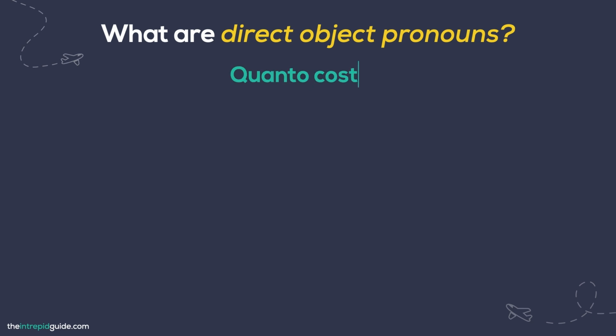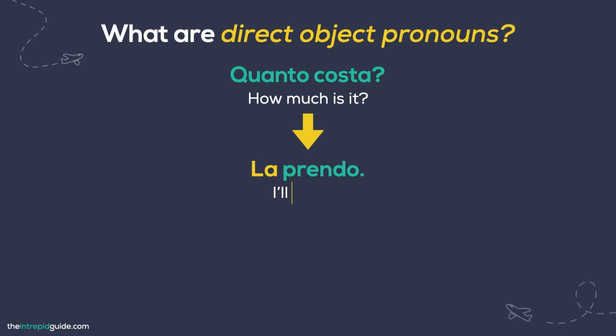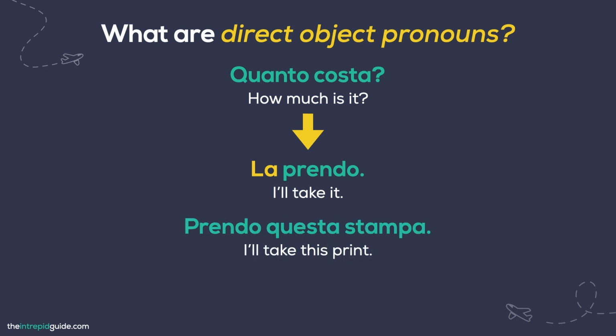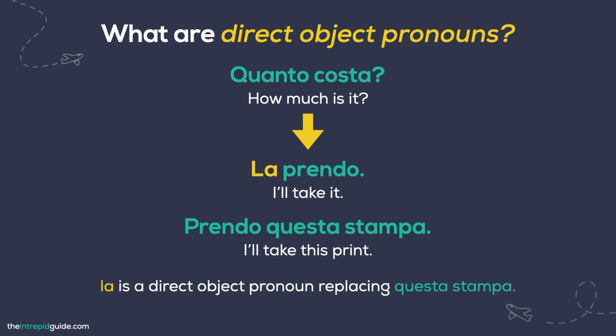Are you new to Italian direct object pronouns? What are they and how do you use them? Say you're at a shop in Rome picking out souvenirs for your loved ones and you ask, Quanto costa? How much is it? After you decide to buy it, you can sound more like a local by saying, La prendo. I'll take it, instead of the full sentence, which would be, Prendo questa stampa. I'll take this print. In this example, la is a direct object pronoun, replacing questa stampa, so you don't have to repeat the word.